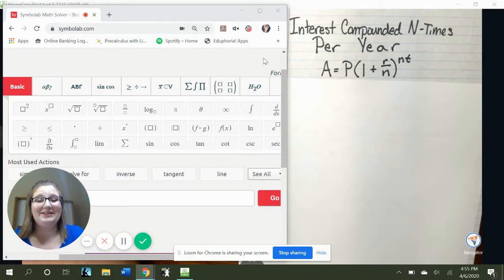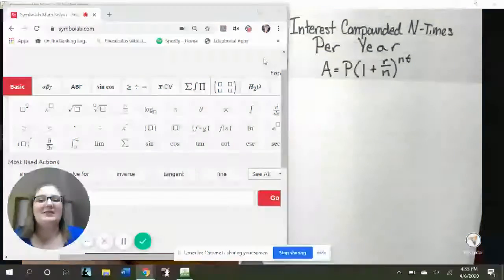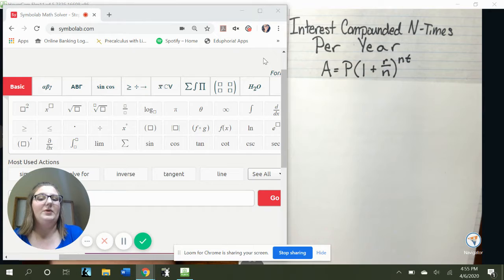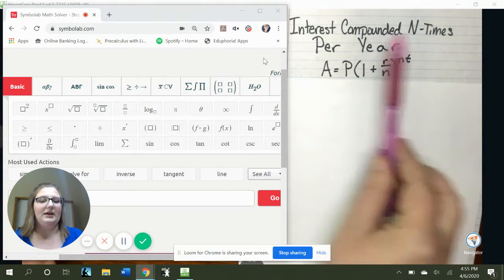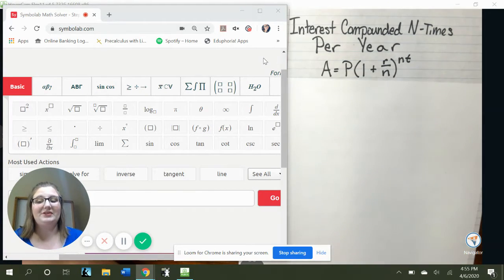Hey you guys, so today I want to talk to you about this second type of interest calculation that we can do, which is when interest is compounded n times per year. So this is when there's a set number of times that the interest is compounded. The other type of interest we looked at was continuous, which means that it was constantly being applied. When it's compounded n times per year, it means it's not constant. There's a very specific number of times that it's going to be applied.